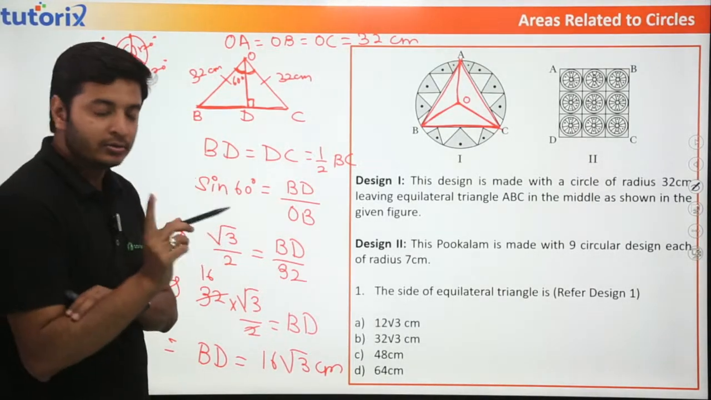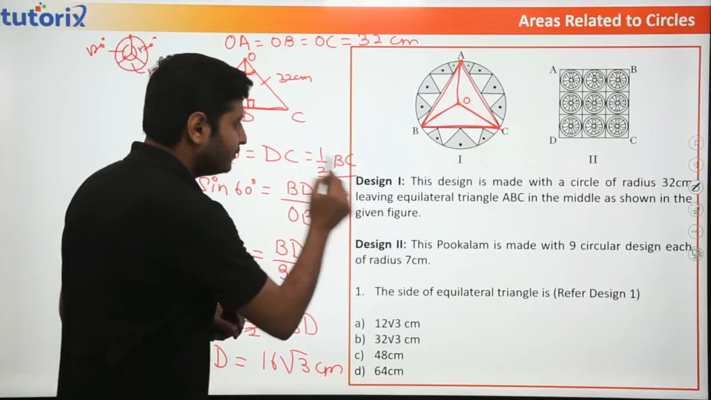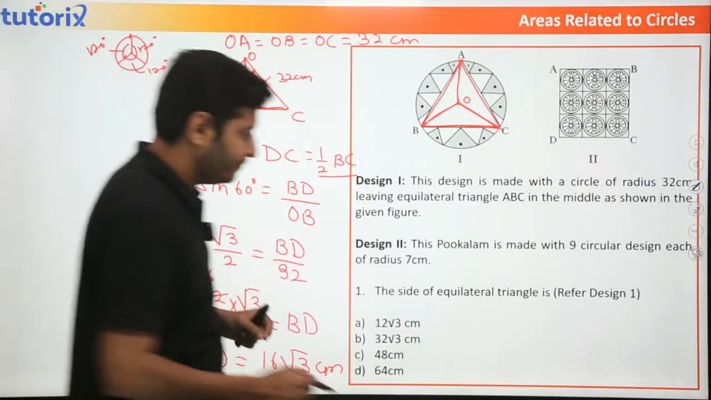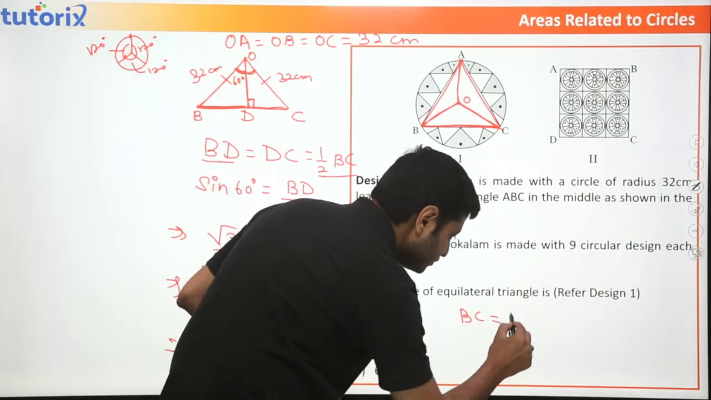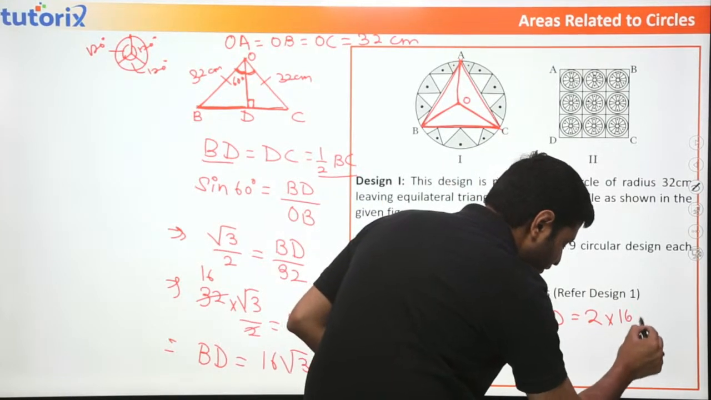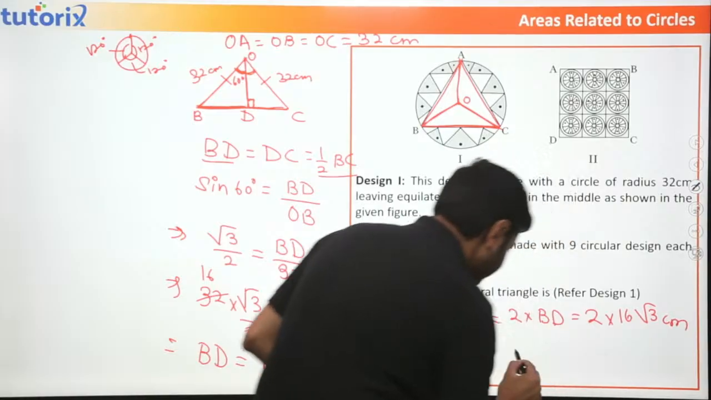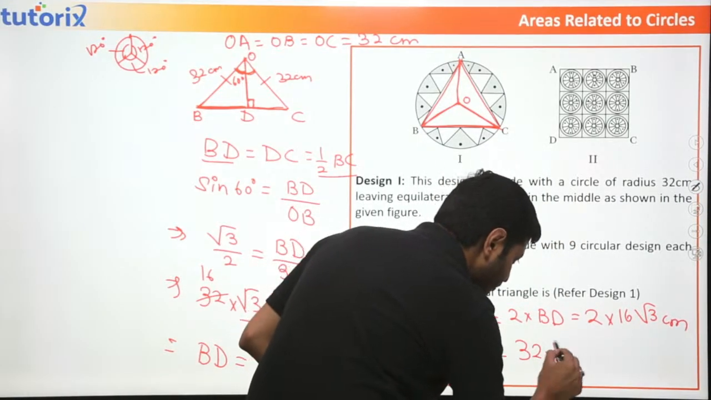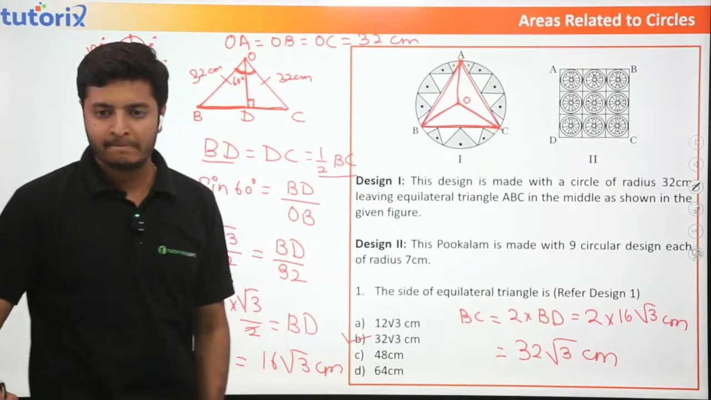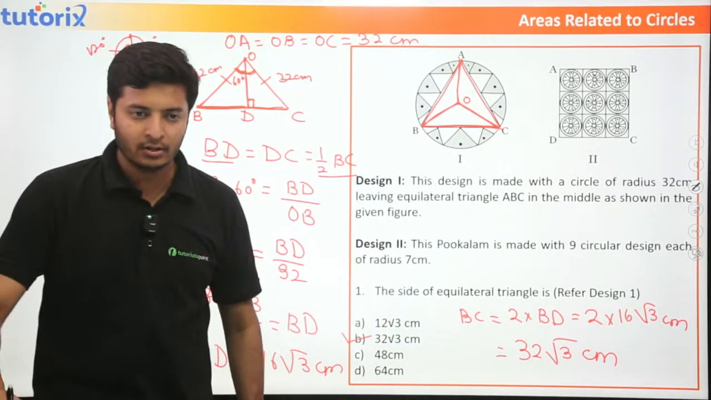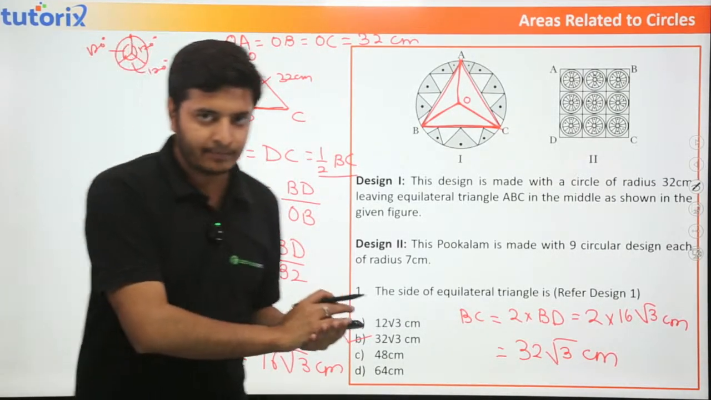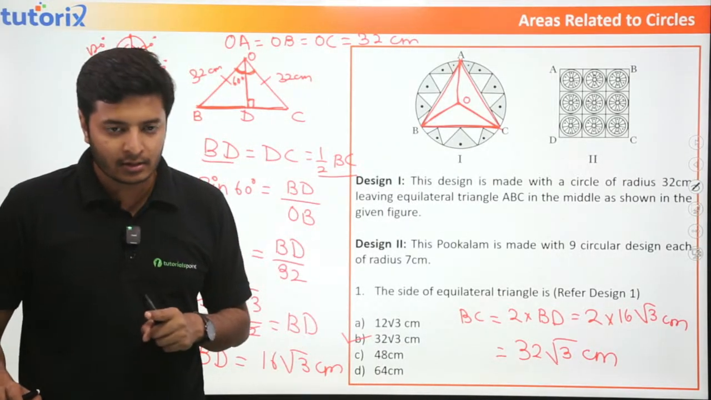BD is 16 root 3 centimeter and BD is exactly half of BC. We need to find the length of BC. So BC is what? Twice of BD. So BC is equals to 2 into BD, that is 2 into 16 root 3 centimeter. This is gonna give you 32 into root 3 centimeter. Option B. Understood? Easy, but we are just applying different concept here. Not only using triangle, but also using trigonometry.